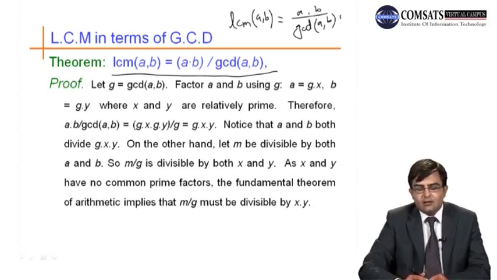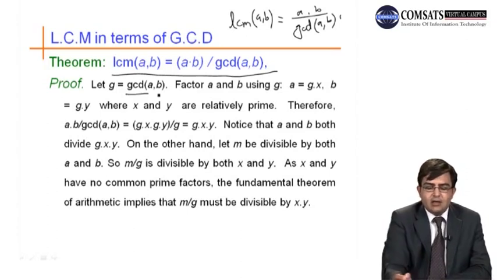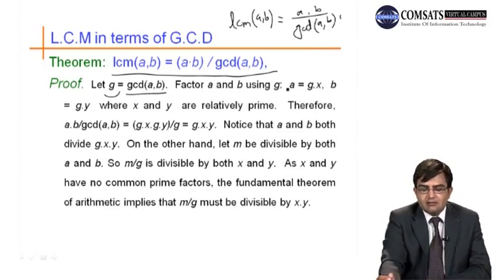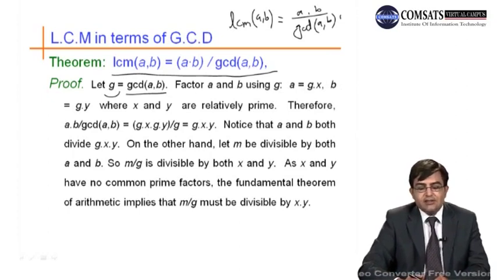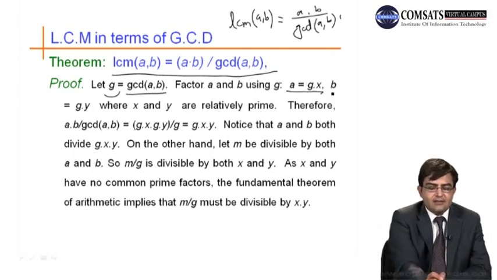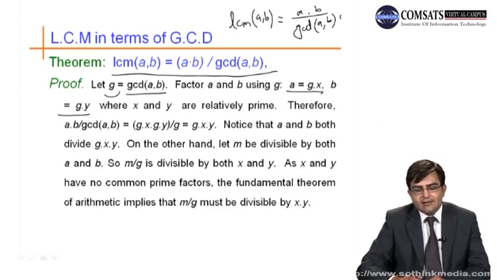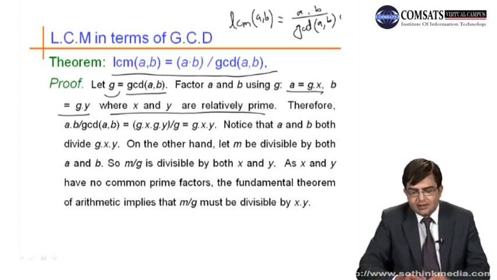This result is valid for any two integers. So we abbreviate the things. We write GCD of A, B as G and factor A and B using G. Here G is the greatest common divisor, so G must divide A and G must divide B. So A can be written as G into X and B can be written as G into Y, where X and Y are relatively prime. So this is obvious.